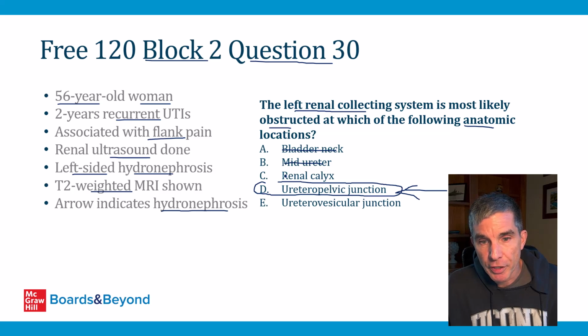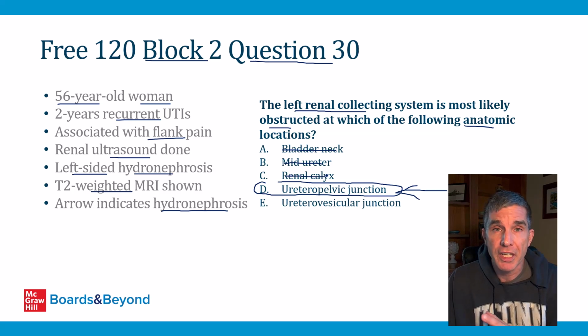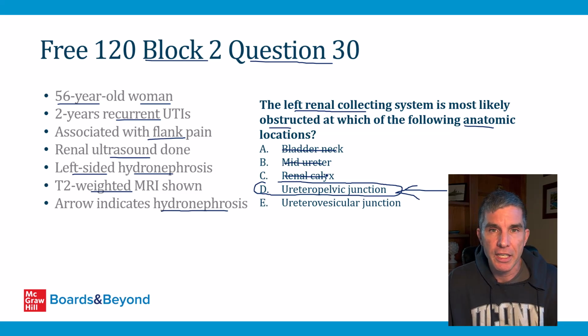Answer choice C is the renal calyx. This is part of the kidney itself. If the obstruction were here, some of the kidney would be swollen, but not all of it. But we have an entire swollen kidney, left hydronephrosis, so this is not the best answer.